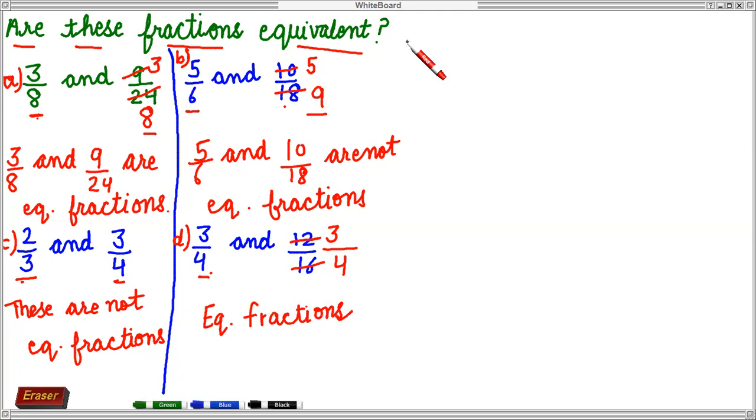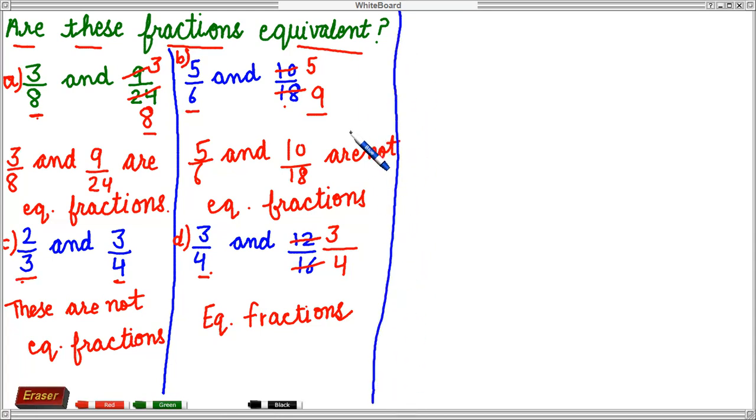Now moving to the next topic, that is fill in the missing numerator or denominator.